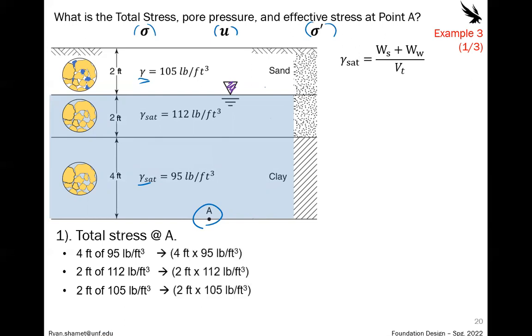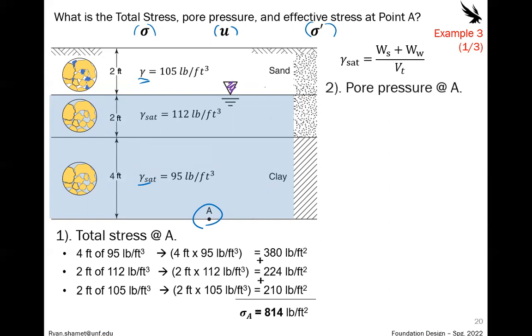So how you would find that, you just multiply each one. You could find the stress contribution from each one and then add them all up to get the total stress. So the total stress at that point is 814. Again, total stress is just everything that is above you, you add it up. The pore pressure at A is going to be, again, we're assuming hydrostatic in this case, this height of the water here.